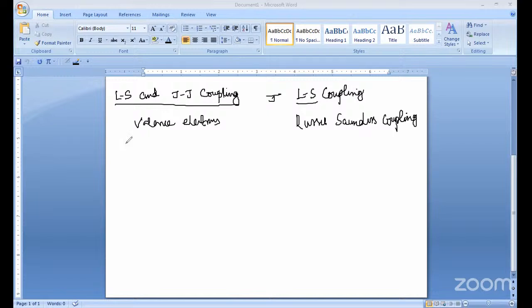As I told, there are two types of coupling schemes: LS coupling and JJ coupling. First we will see LS coupling. This is a common type of combination in which several L vectors combine to form a resultant L, and similarly several spin vectors combine to form a resultant vector S. The resultant L and S then combine to form a resultant J, which represents the total angular momentum.